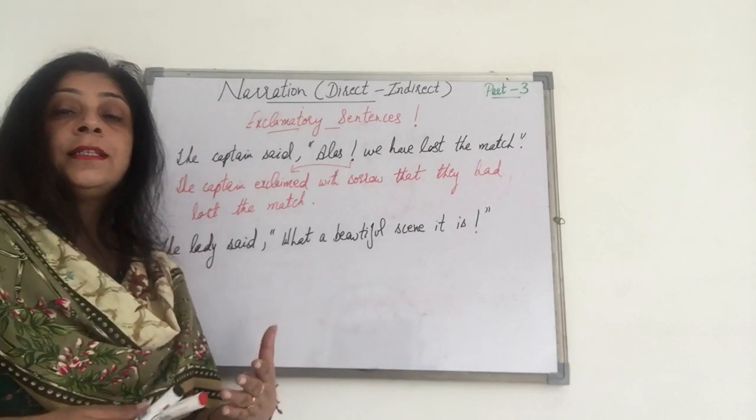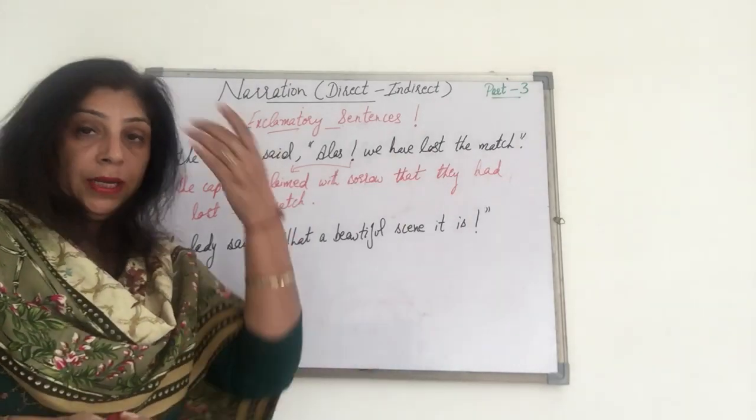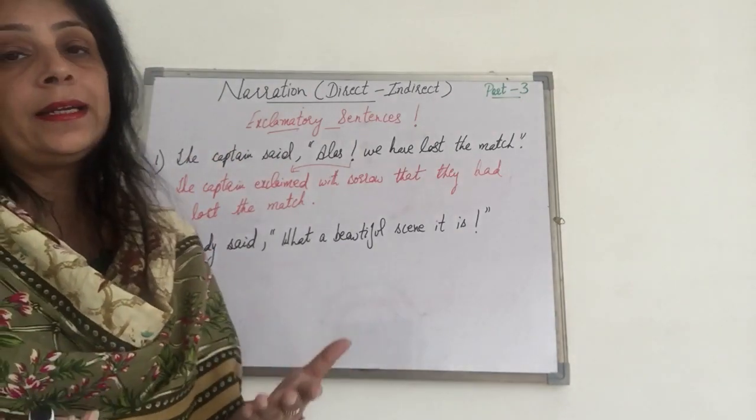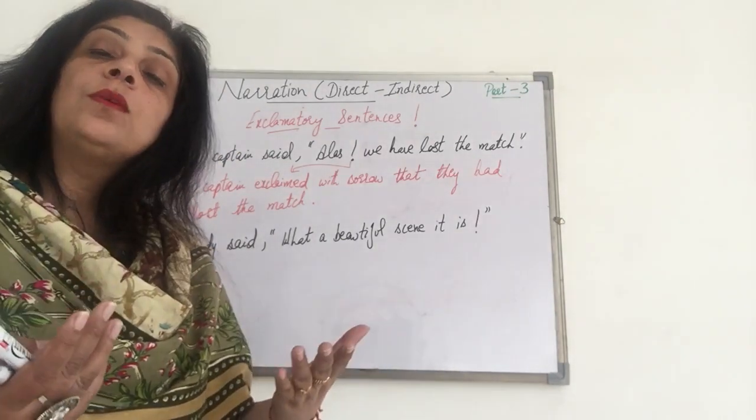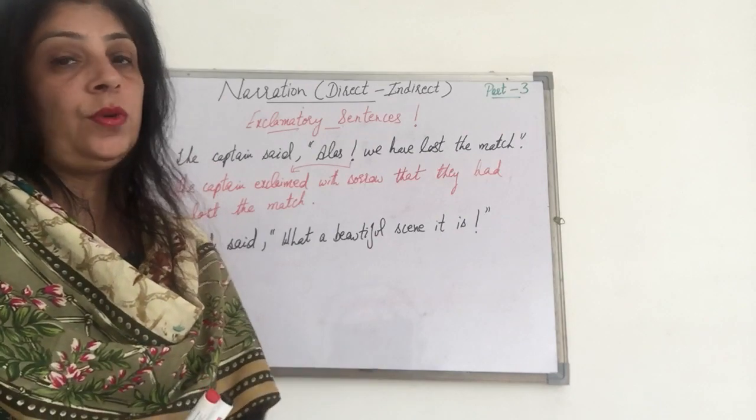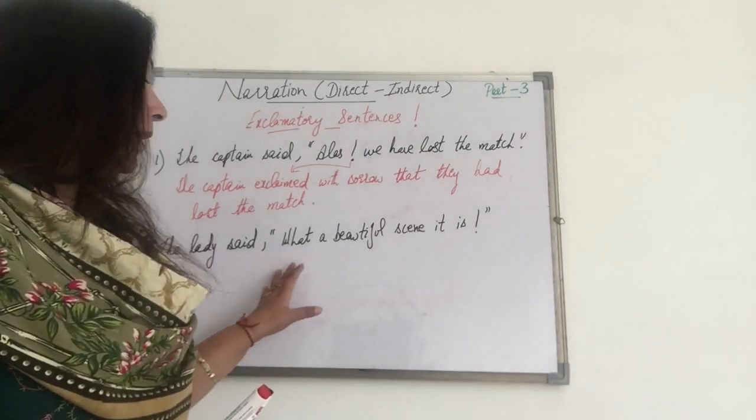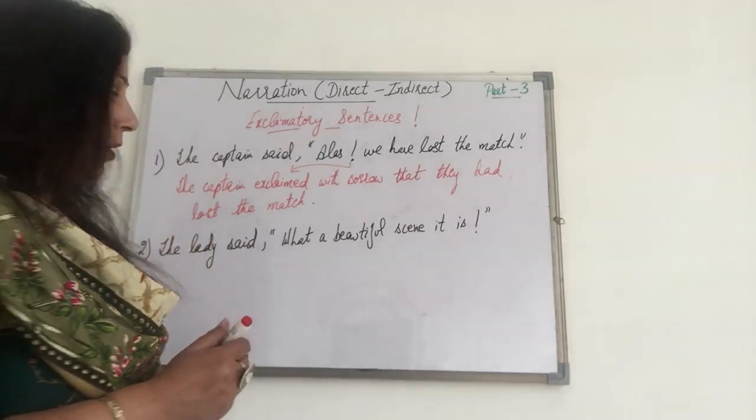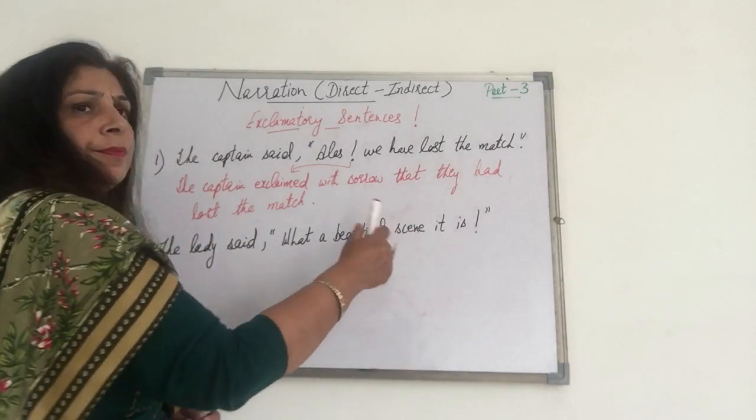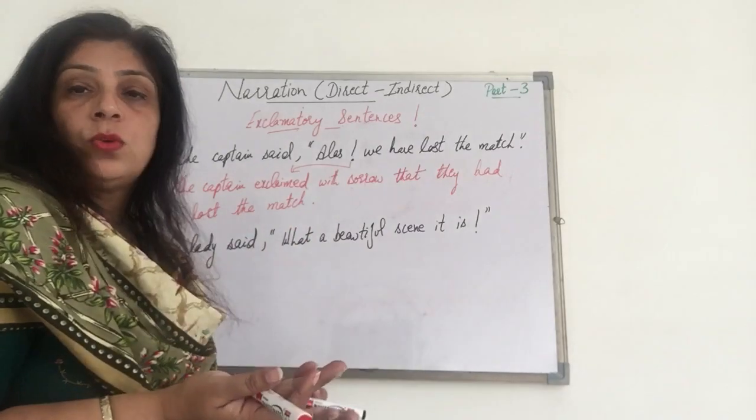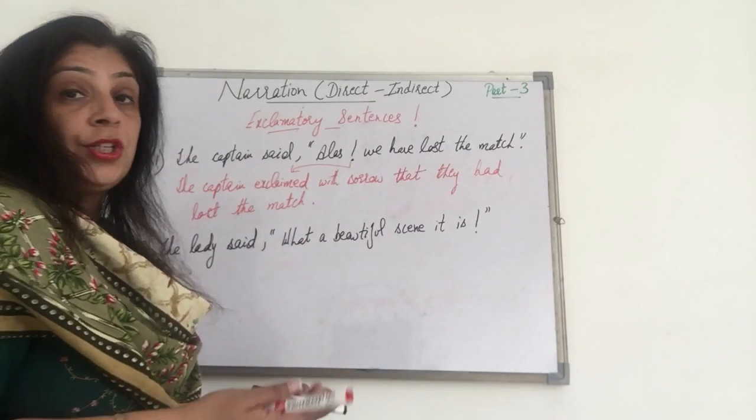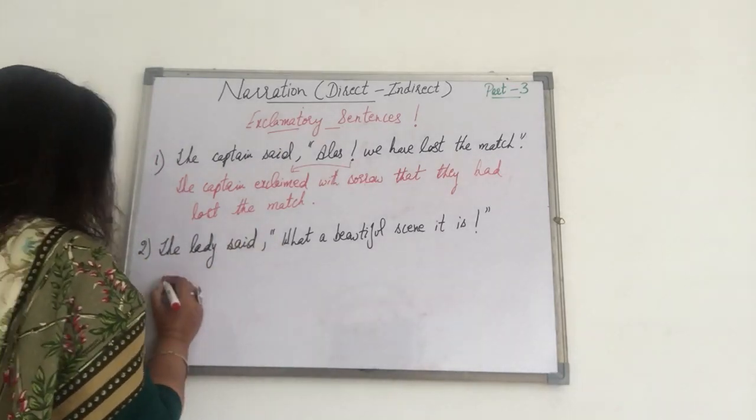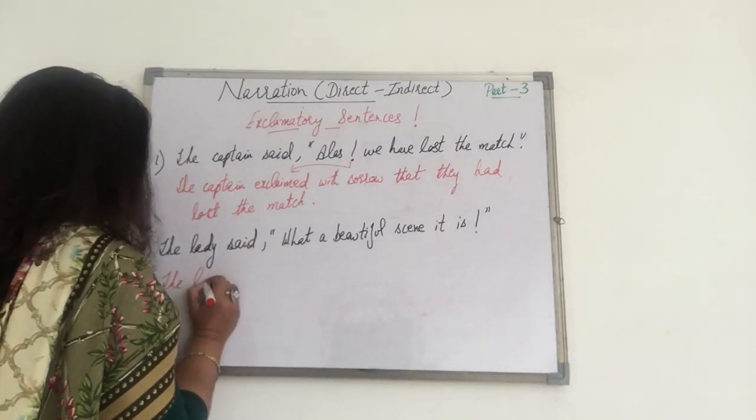However, in a sentence, if you fail to recommend whether it is happiness or sadness, we can even use the word exclaimed alone also. If we write, the lady exclaimed that it was a beautiful scene, even that sentence would have been correct. Although we see that this is an exclamation of happiness only. She is feeling good that she is enjoying such a beautiful scene. The lady said what a beautiful scene it is.